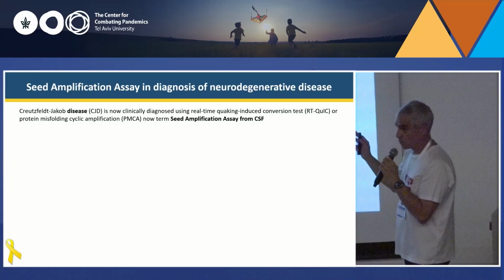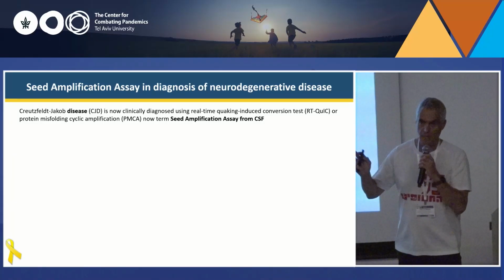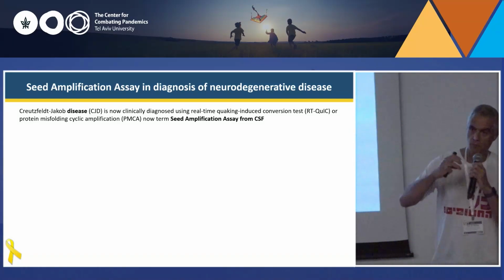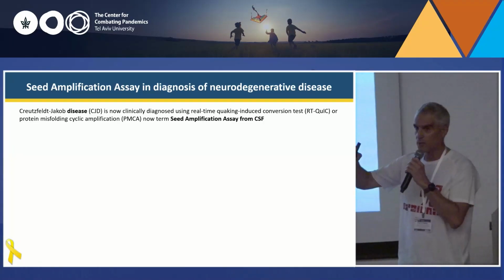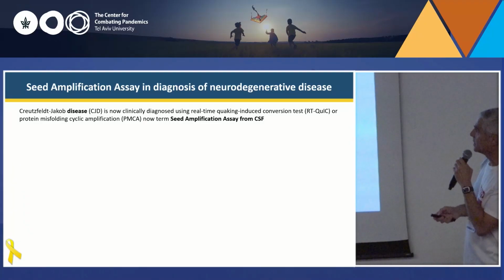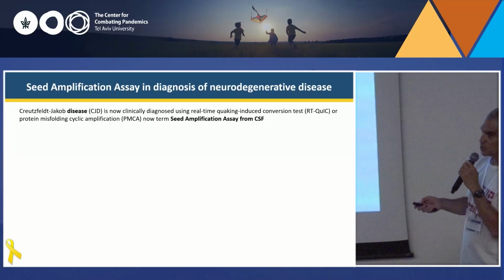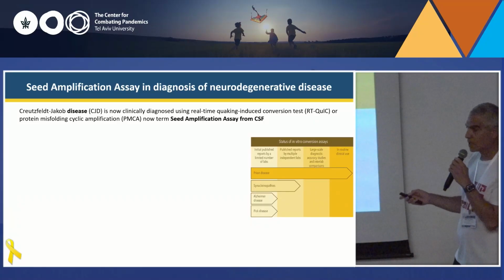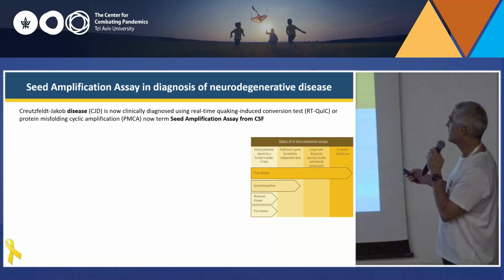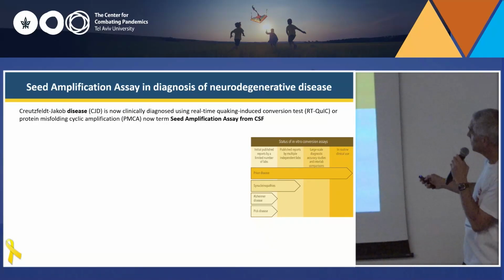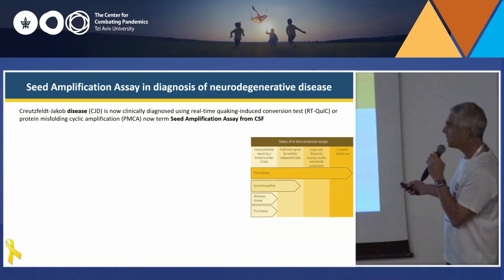So Creutzfeldt-Jakob, prion disease, mad cow disease, we are all aware of it. We know that there is a protein that propagates from cell to cell in the brain and causes aggregation of the nearby protein in nearby neurons. And seed amplification assay, which I will describe in a minute, is already in the clinic in order to diagnose prion disease. The status of synucleinopathies is still way behind, but it's getting to it.